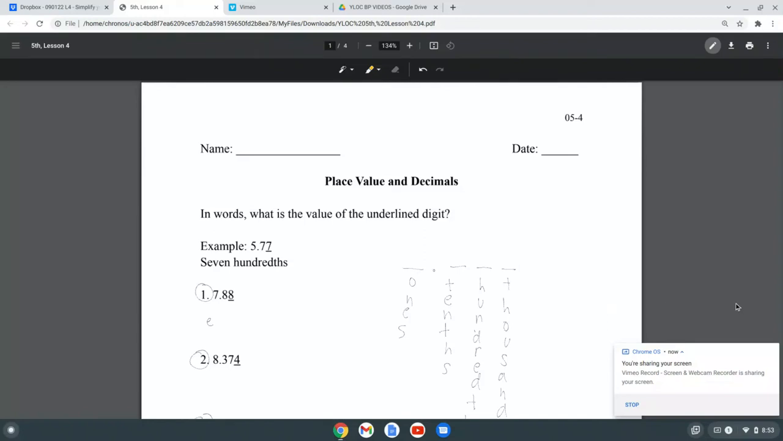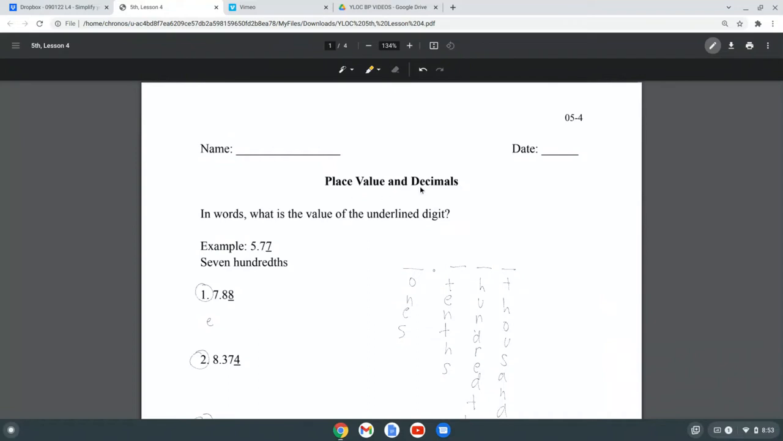Hello, today we'll be doing Wylock 5th grade worksheet lesson 4, place value in decimals.